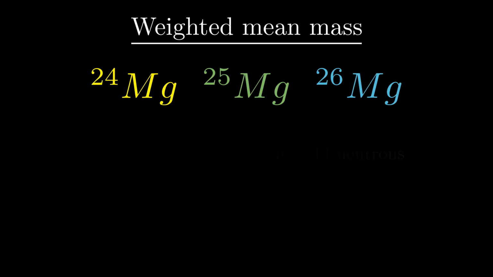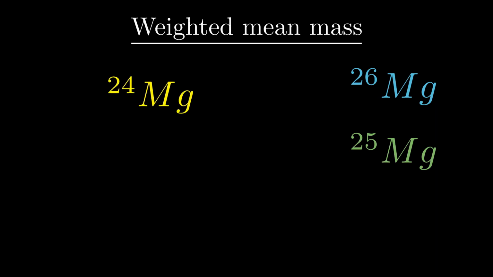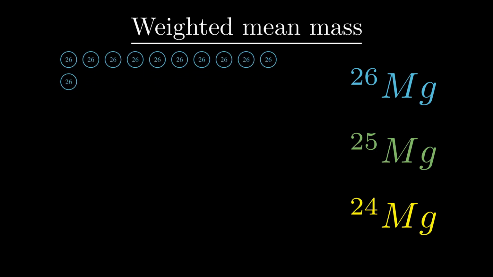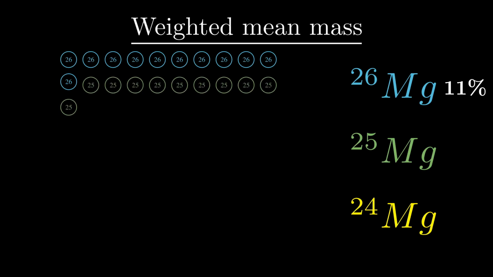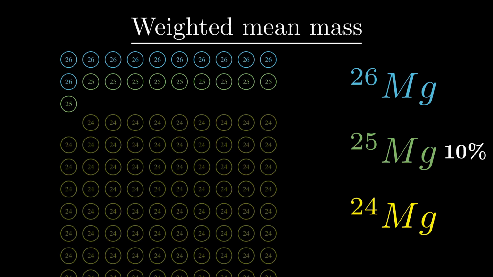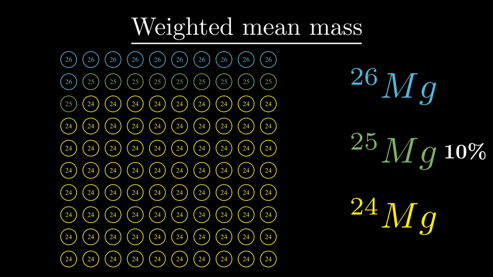To do that, we need to consider the abundance of each stable isotope of the element on Earth. This is just another way to say that we need to look at the proportion of each stable isotope of the element present on our planet, because not all of them exist in the same quantities. For example, if we have 100 atoms of magnesium, only 11 of them would be magnesium-26, because on Earth it has an abundance of 11%.